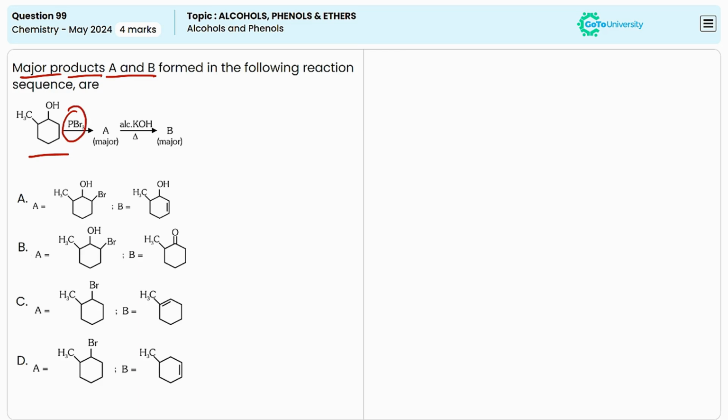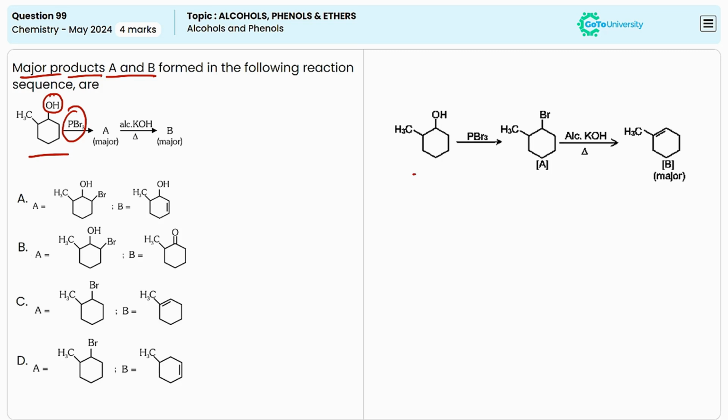A. So here the reaction will be a substitution reaction in which the hydroxyl group will be substituted by the bromine atom. And this reaction can be explained as given here, that is, the alcohol is converting into the product in which the hydroxyl group is substituted by the bromine atom.